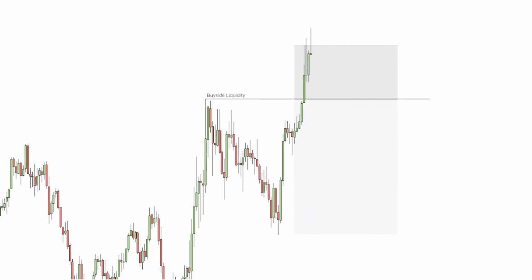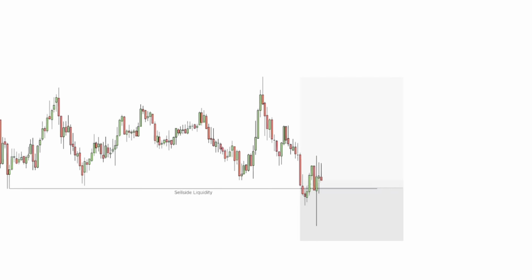Does your turtle soup trades look like this? Or this? Or maybe like this? Being able to tell which highs and which lows the market is going to use as a liquidity sweep can be very, very challenging.